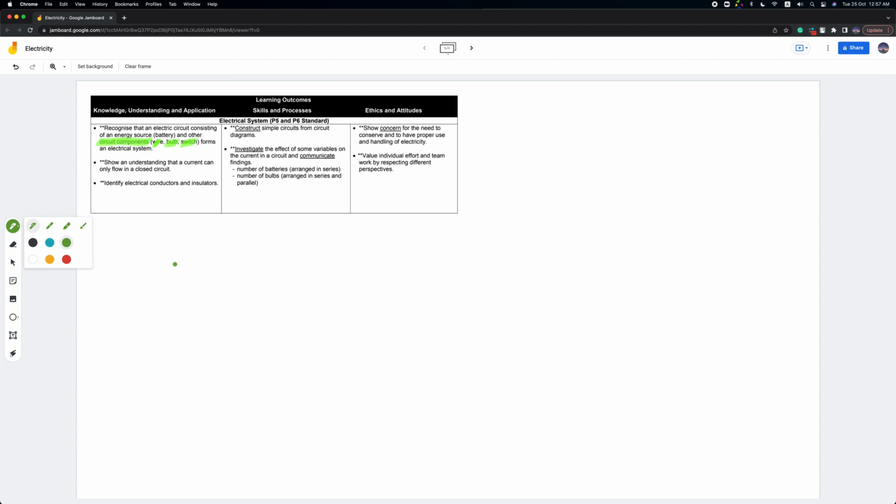You also need to know how to construct a simple circuit using a circuit diagram. Then, investigate the effect of some variables on the current: the number of batteries arranged in series, and the number of bulbs arranged in series and parallel. You do not need to know about batteries arranged in parallel. Later in this video we'll talk about what series is and what parallel is. And know how to conserve and properly handle electricity, valuing the individual.